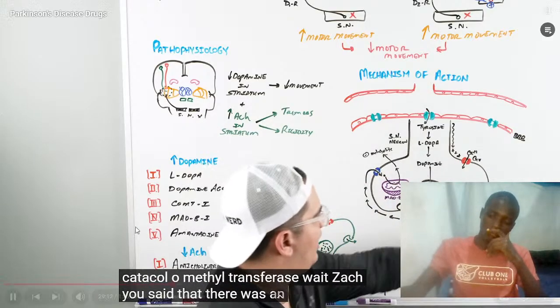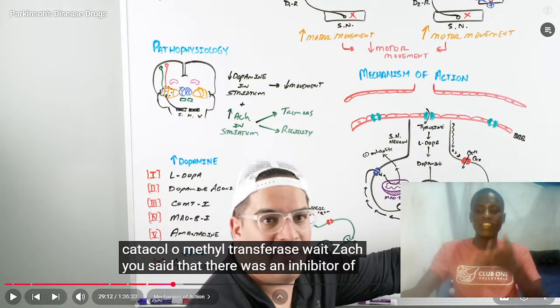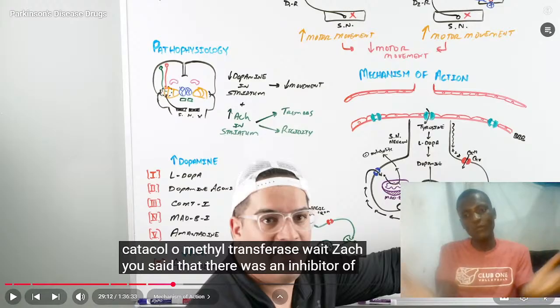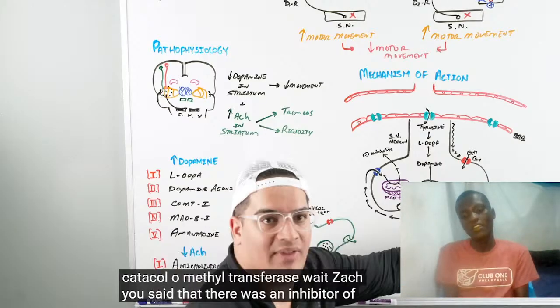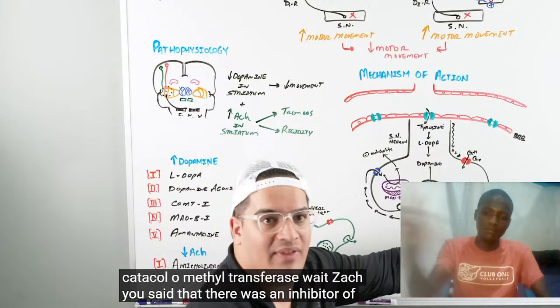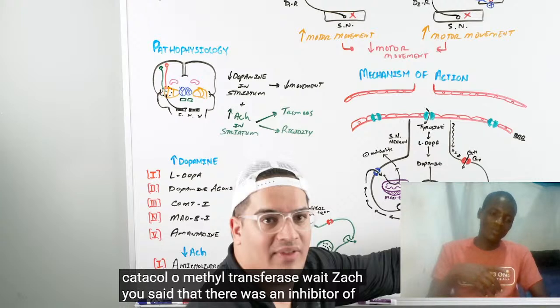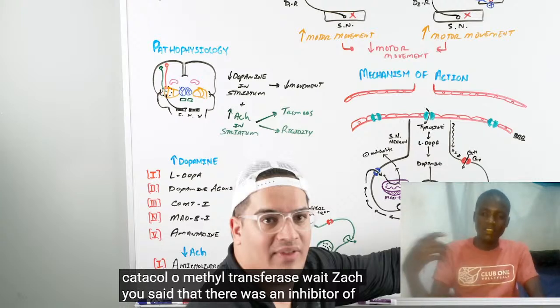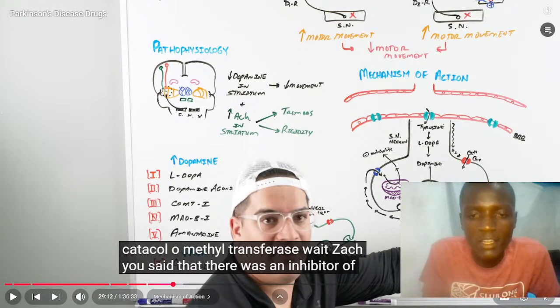Wait, Zach, you said there was an inhibitor of that. So when you inhibit that enzyme, basically you're creating more dopamine left, which is then transported to the other synaptic plate where it acts there.